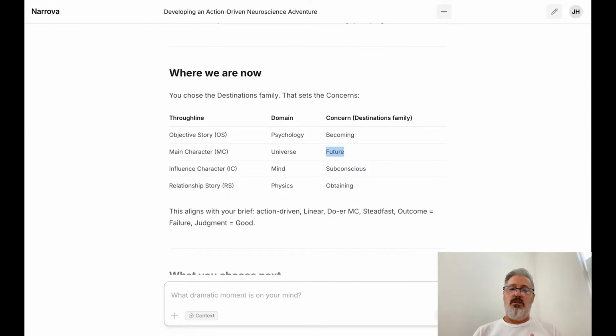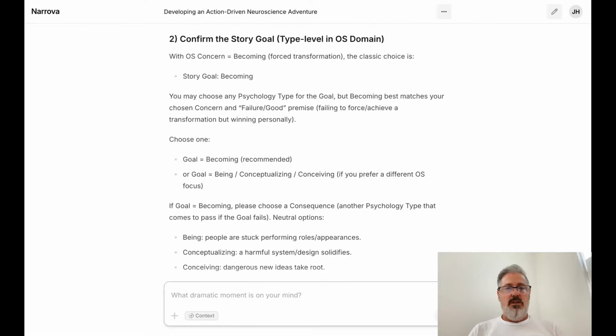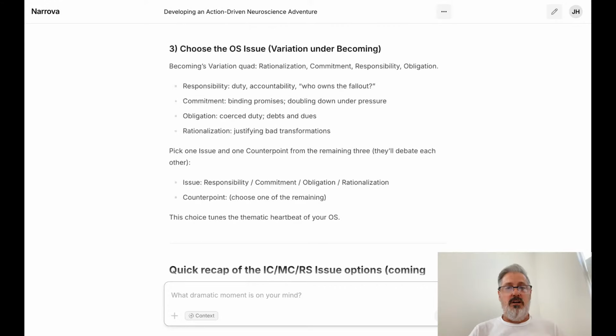From the main character point of view, it's going to look like the future. From the influence character, it's going to be about subconscious drives and desires, and the relationship, which is usually the relationship between the two. It's going to be about losing something or gaining something. So then it will go through and choose the other stuff. Now, this is interesting. I have a story goal of becoming. I have no idea what that means, but I know it's a failure, right? So then the consequence is going to come up there. And now it's going to ask me to choose the objective story issue underneath.